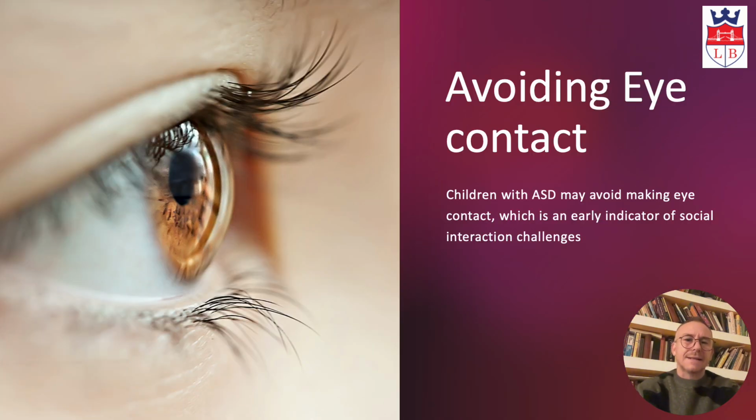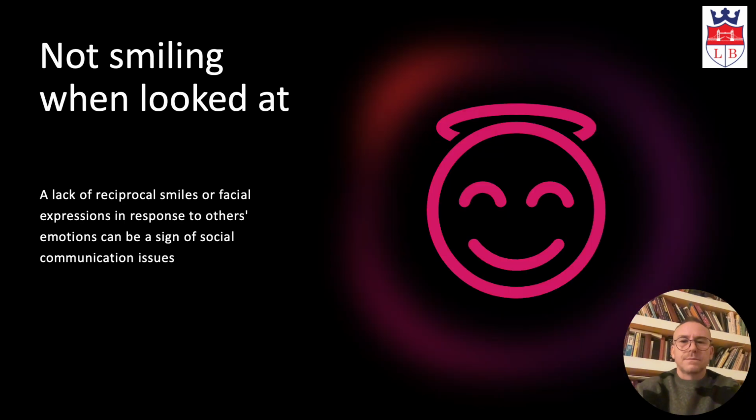Avoiding eye contact. Children with ASD may avoid making eye contact, which could be an early indicator of a social interaction challenge, which in itself could suggest a child may be on the spectrum.